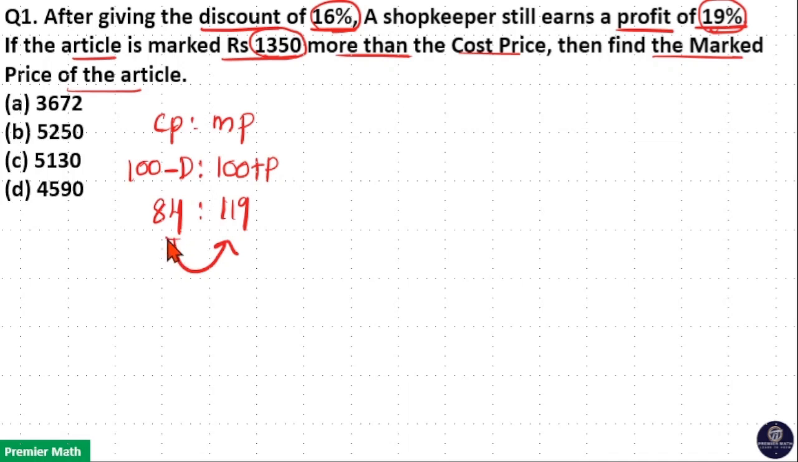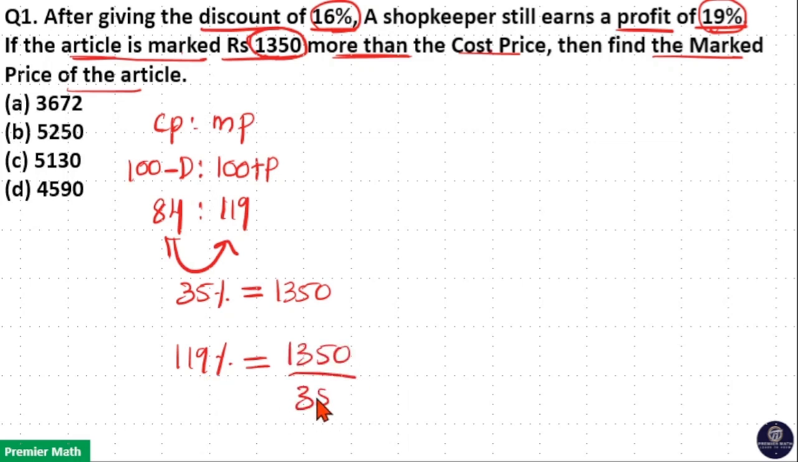Now difference between these two is equal to 35%. Now 35% is equal to 1350 because mark price is 1350 more than the cost price. That is difference between MP and CP is equal to 1350, which is 35%. Now we need to find out what is 119%. So 119% is equal to, if 35% is 1350, 119% is equal to 1350 divided by 35% into 119%.